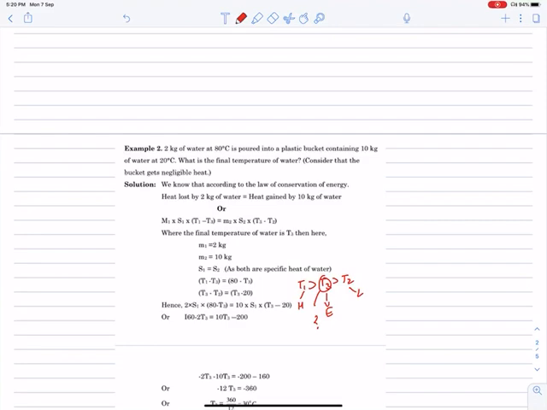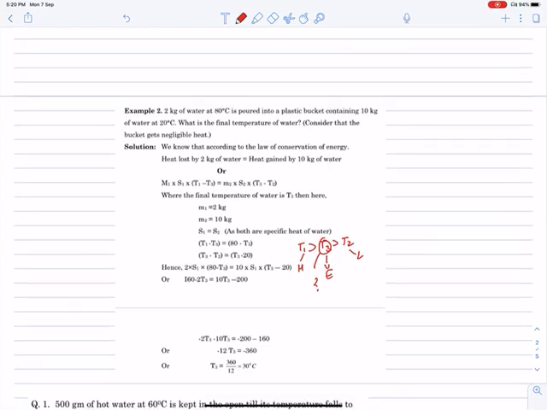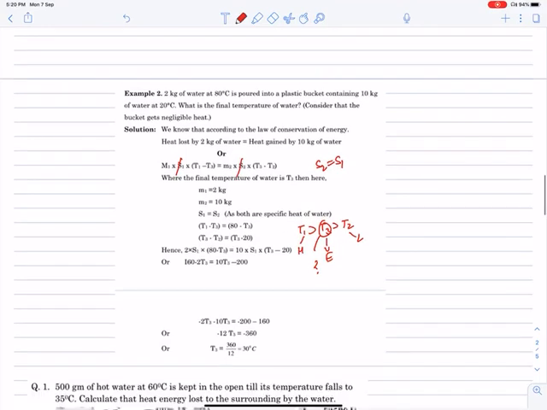You will equate and put in the numbers. Everything is given: M1 is given and M2 is given. You need not calculate the specific heat, because it is the specific heat of water on both sides, so S2 is equal to S1 and it will cancel. You only have to solve for T3 and you will get 30 degrees Celsius. So it is also very easy.